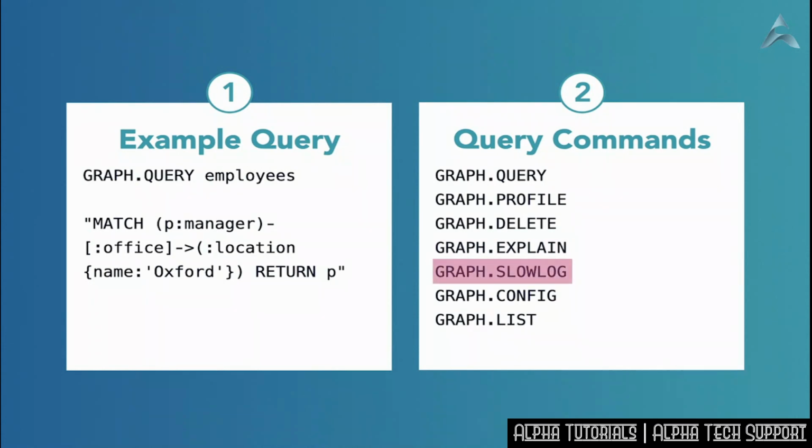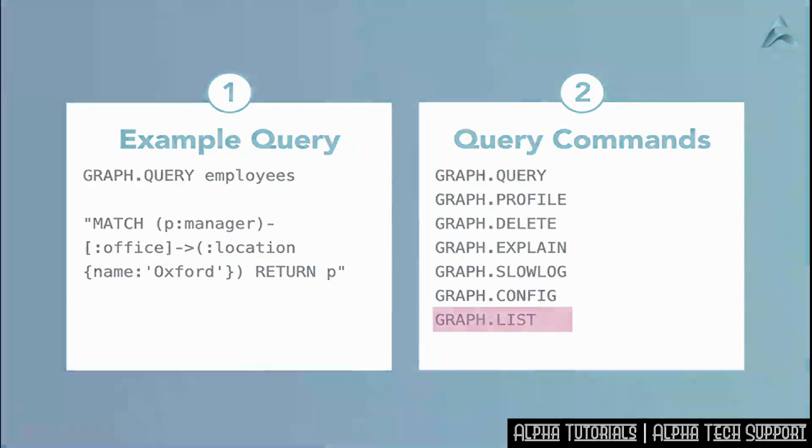Graph.slowlog is also a command to help you inspect the graph and will identify up to 10 of the slowest performing queries and return those queries to you as a list. Updating or changing the graph configurations will employ the command graph.config. Finally, we have the command graph.list, which lists out all of the unique properties contained in the graph.